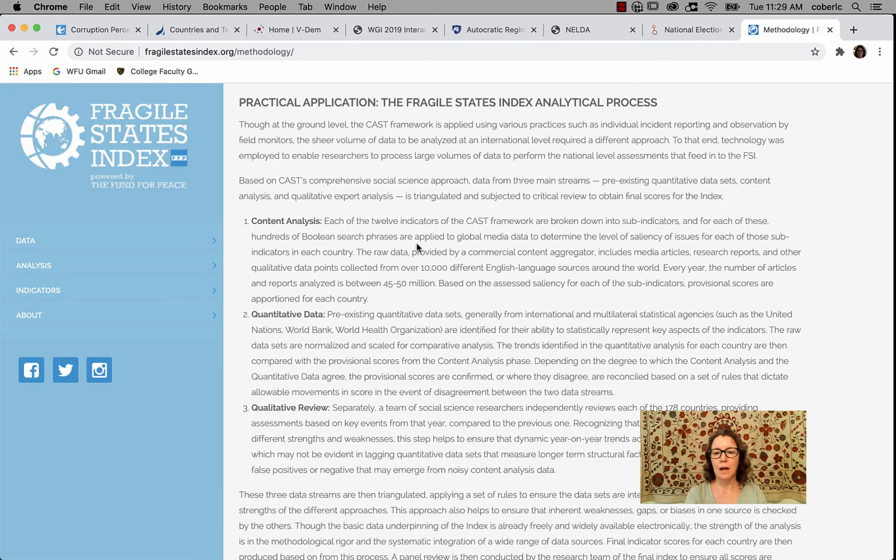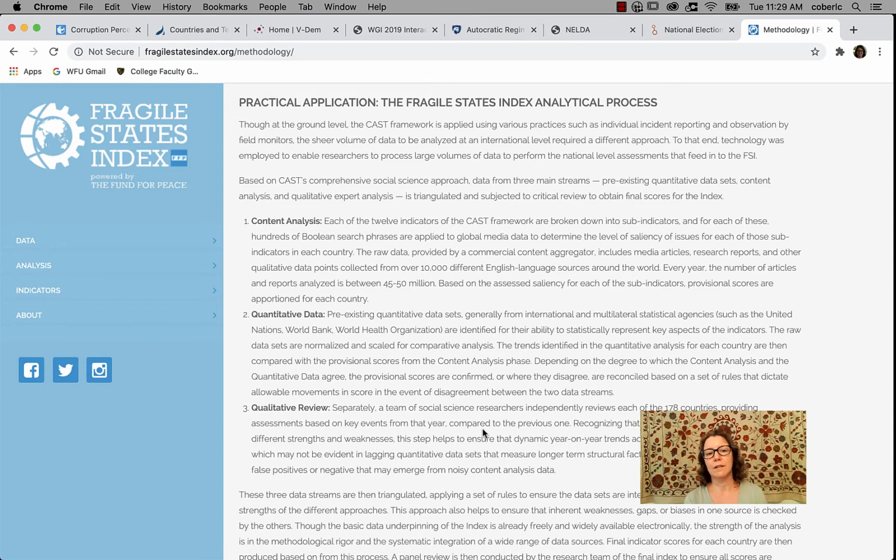They actually have a commercial content aggregator scrape the web to get media articles about a bunch of different countries, and then do a content analysis of what those articles are saying. They also use a bunch of different quantitative data from pre-existing statistical sources, and then they have social science researchers reviewing the data and making assessments. The fact that they're using these different types of information and a wide range of information is actually really good.